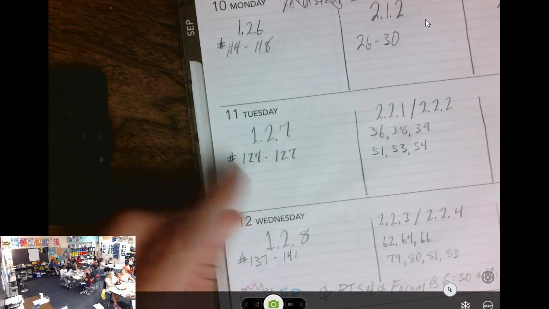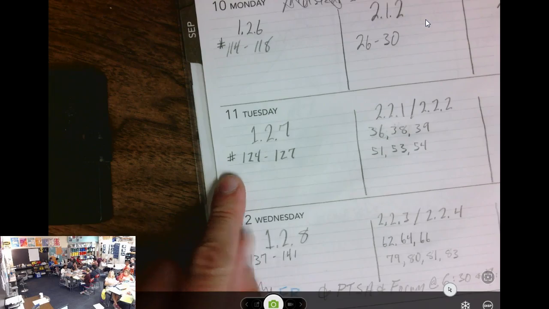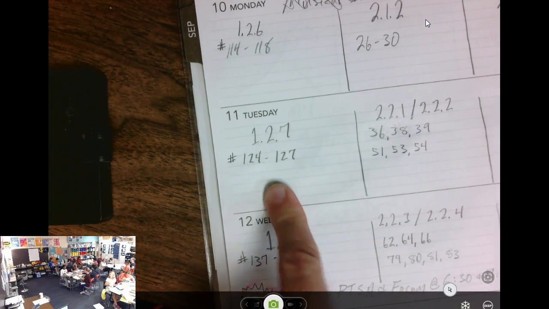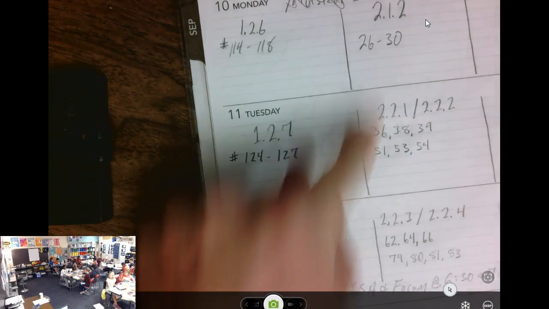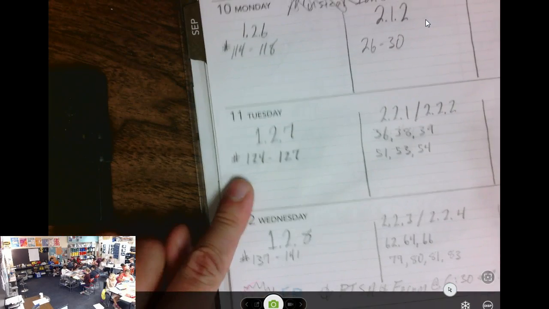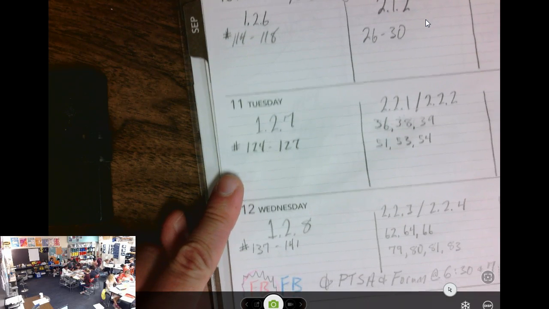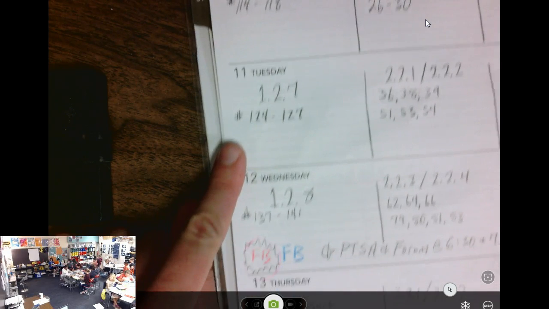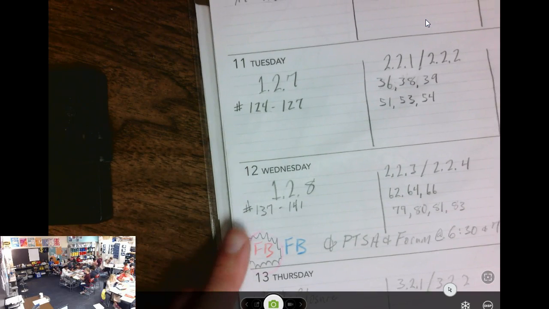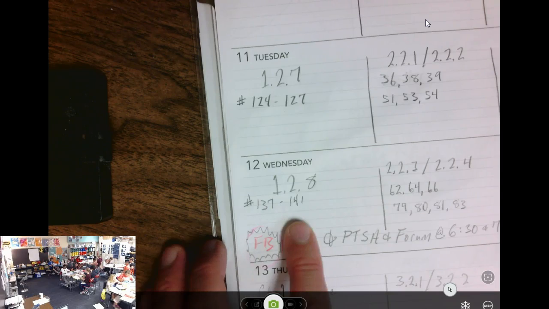For Tuesday, in case you ever steal my plan book, I go in order of my classes, so you guys are always on the left, then the other class for 7th grade, and then my 8th grade class is over there. Tuesday is 1.2.7 Double homework, number 124 to 127. Wednesday, there's a lot going on Wednesday evening, is 1.2.8, 137 to 141.